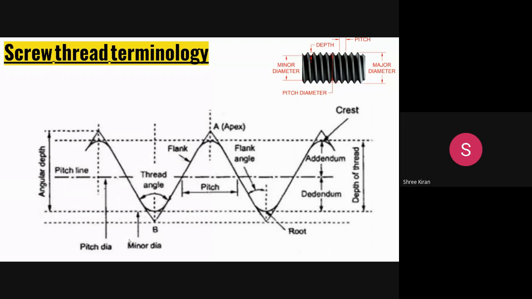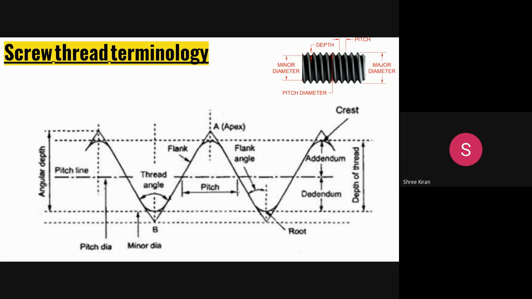Then, with respect to the pitch, it is always the axial distance between two similar points on adjacent threads. This is the axial distance. See, where is it? It's the axial distance between two similar points of adjacent threads. It is always measured in millimeters.